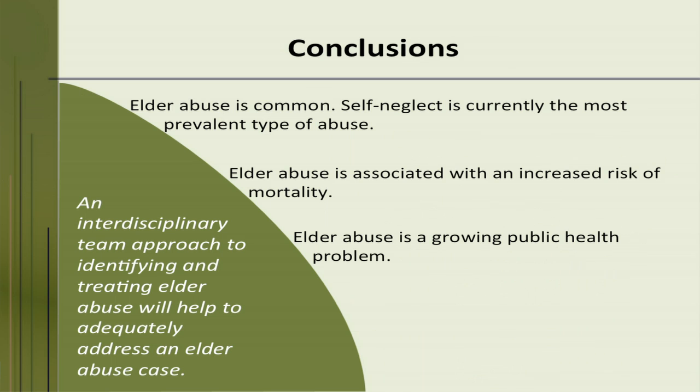And so some of the conclusions for this presentation: elder abuse is common. Self-neglect is the most prevalent type of abuse. Elder abuse is associated with increased risk of mortality, and it's a very prevalent and growing public health problem. And when we start thinking about interventions, ways that we need to prevent elder abuse and intervene in cases of known elder abuse, we should be thinking about interdisciplinary team approaches, because these tend to be the most efficient and effective ways for reducing harm in this population.